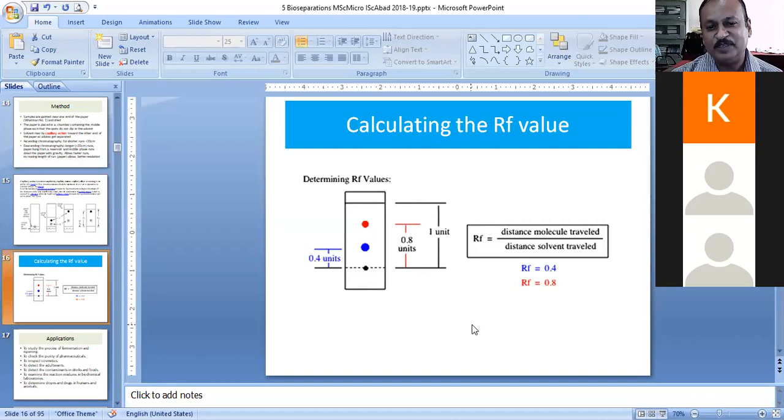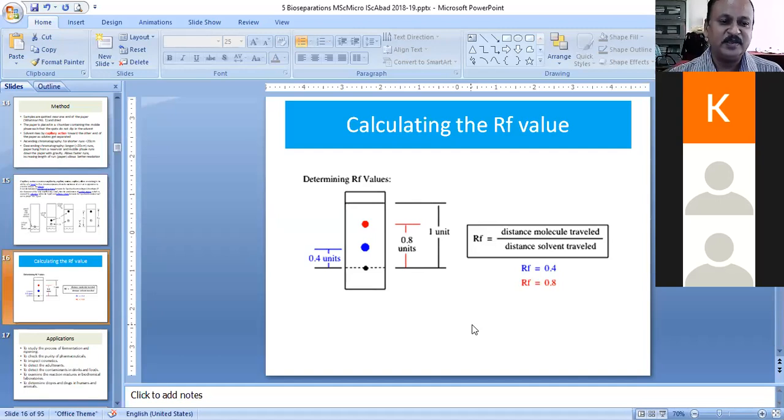It is not a good separation because your sample component is moving with the mobile front. It is not getting retained on the stationary phase, and therefore the RF value is 1. You should always adjust your solvent system in such a way that the RF value is less than 1 so that you get the spot on the paper.